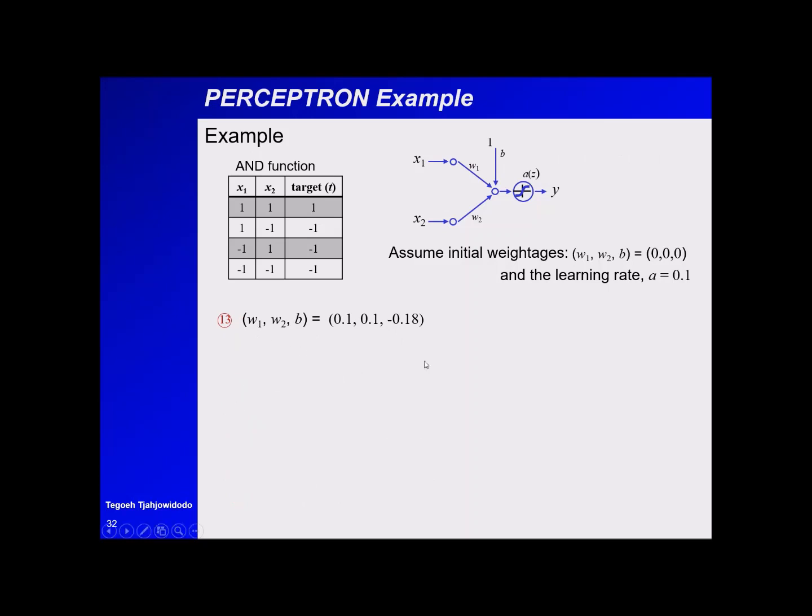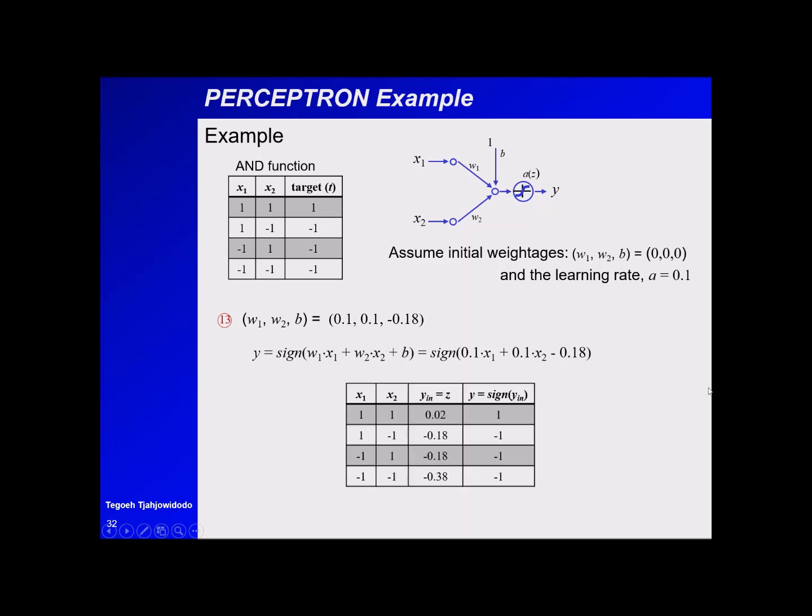So I will use this. I will calculate the Y using this expression, and then I got a nice result here, where Y1 in this table is the output of this node before the signum activation function. But it seems that a perceptron works. We get the optimal weightage there, despite the inconsistency that I mentioned before.